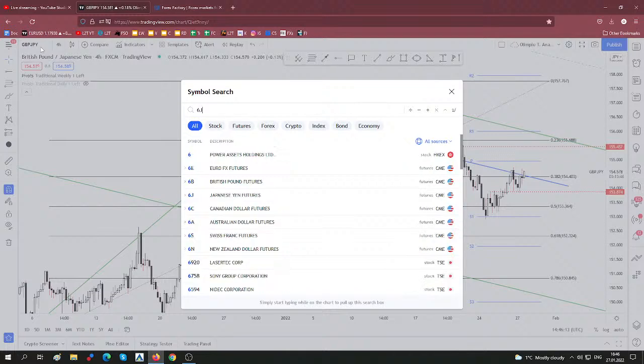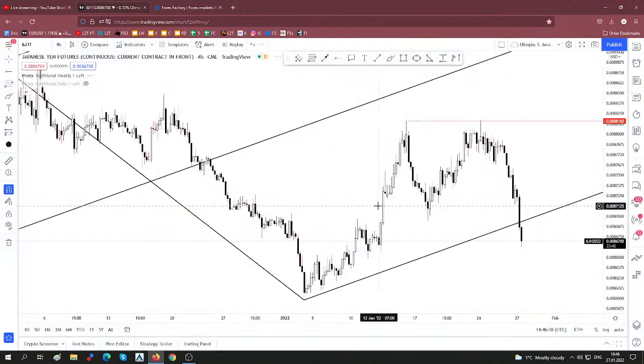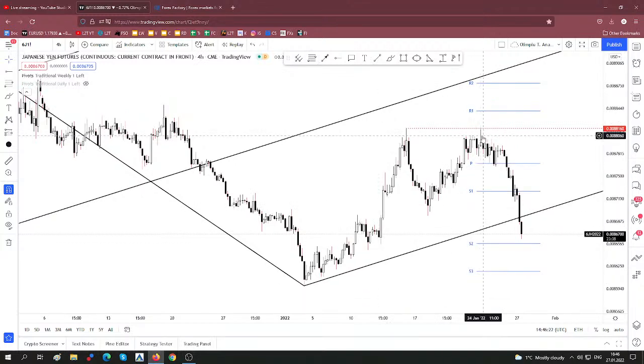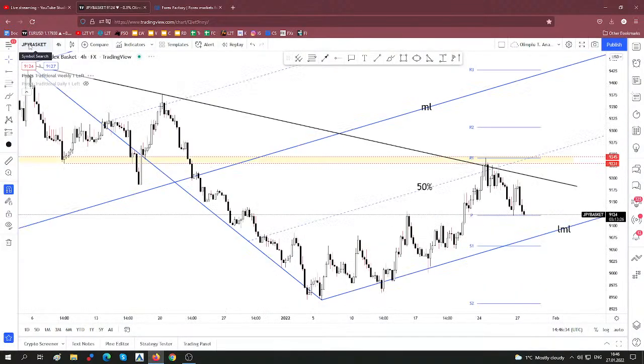Let's take a look. First of all, 6J, because it's important for you to understand why the Japanese yen drops right now. Because the Japanese yen futures show a strong sell-off, a massive drop. That's why the Japanese yen depreciated versus its rivals. Yen basket, let's take a look.